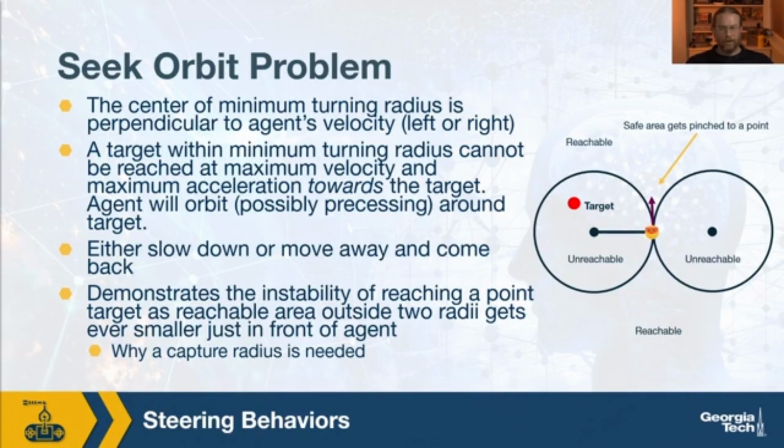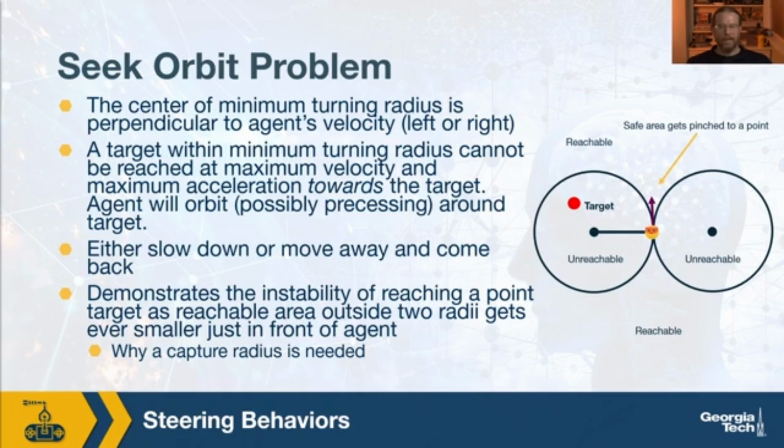Visualizing these two circles for the minimum turning radius, either left or right, is also a good way to think about the instability of having the agent cross over a single point, without a capture radius. We've previously talked about why we want a capture radius because of numerical accuracy issues. Well, this demonstrates those issues, because as an agent's moving forward, let's say it's aimed exactly at the point it wants to go to.